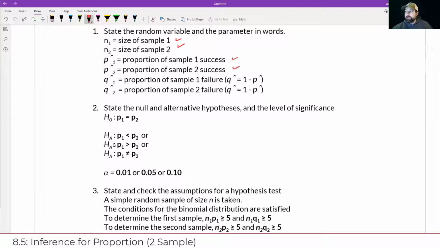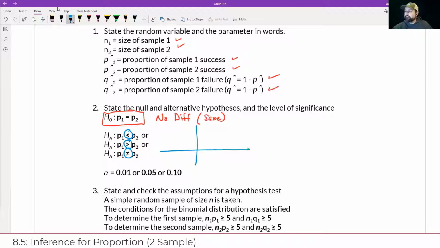We need the p-value, the proportion of successes of each sample, and consequently the q-value, the probability of failure of each sample. Okay, the null hypothesis is, once again, there's no difference between the p-value of sample 1 compared to sample 2. So this says no difference, that they are the same. That the sample 1 proportion is the same as the sample 2 proportion. Our alternative hypothesis is going to be, no, they're not the same. One is less than the other, one is greater than the other, one is not equal to the other.